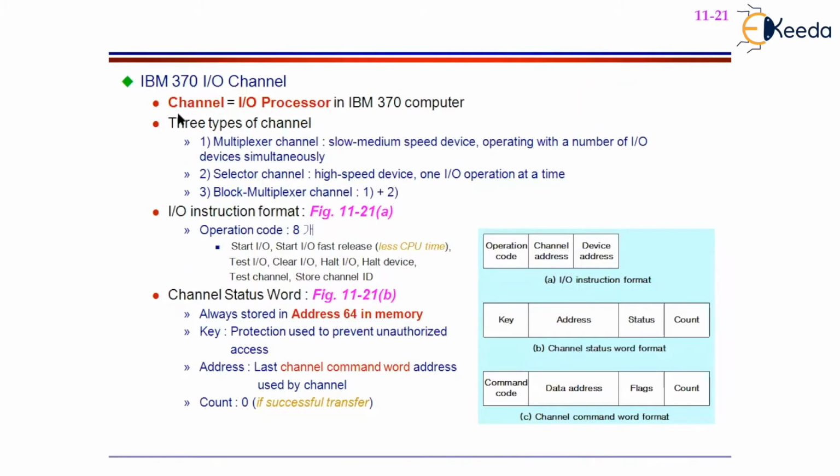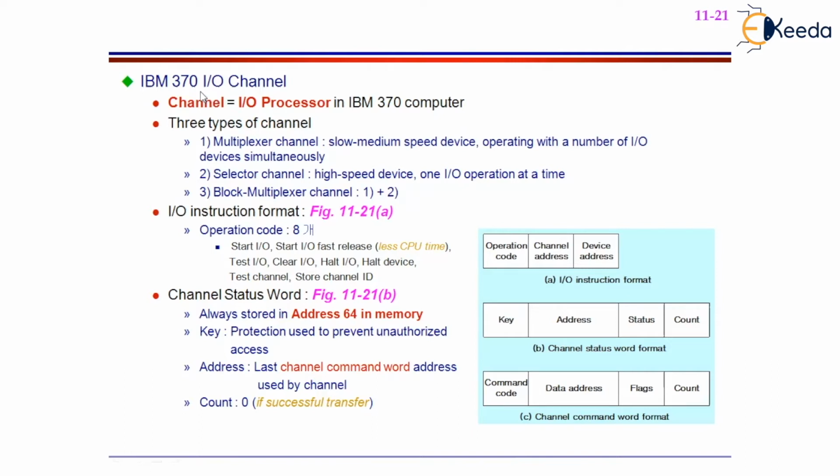Here, let us understand the term channel. The channel is nothing but an IO processor which is used in the IBM 370 system. Now understand the functionality of this IBM 370 channel. But before I get into these details, let us understand something very clearly: this IBM 370 channel is going to communicate with the regular processor by using the main memory.